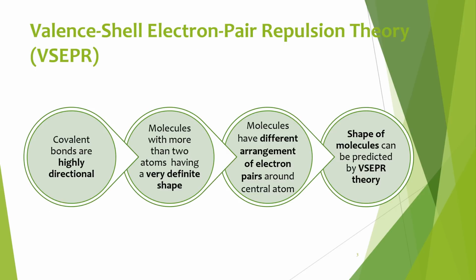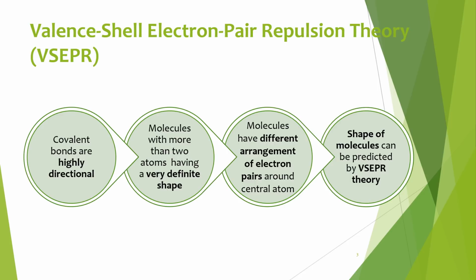Covalent bonds are highly directional. They prefer specific orientations in space relative to one another. As a result, molecules with more than two bonded atoms have a very definite shape. Some of the molecules have different arrangements of electron pairs around the central atom. So how do we determine the shape of a molecule?